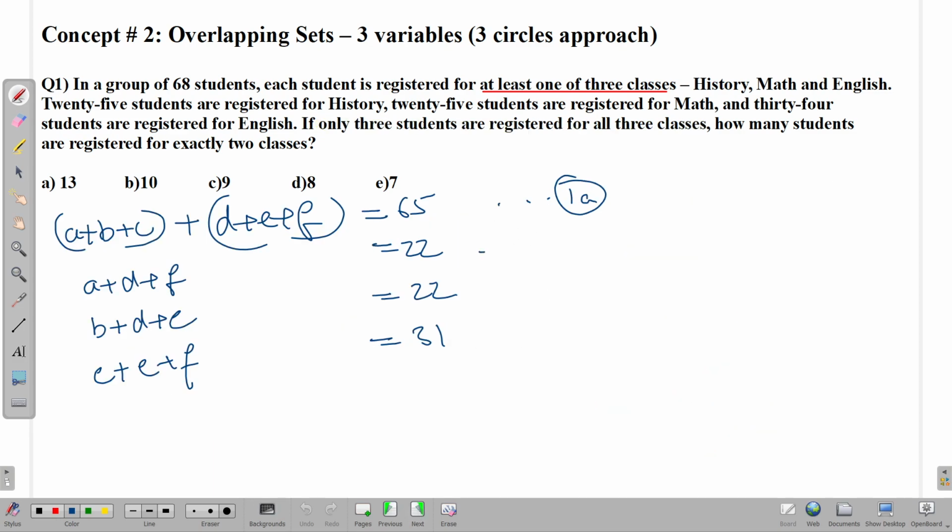This one I named 1a because equation 1 had G. I have eliminated G from both sides. Let us add 1, 2, 3, and 4. If I add equations 2, 3, and 4, what do I get? I'm summing up these three equations. Let me mark it out in red. So what do I get here?